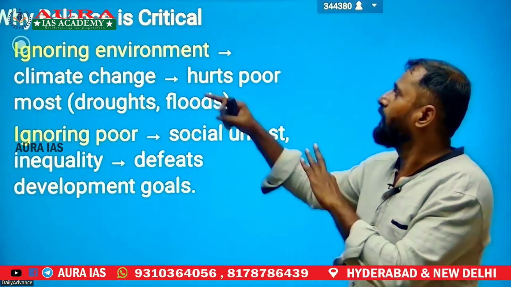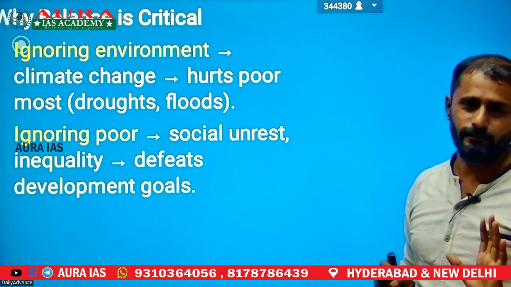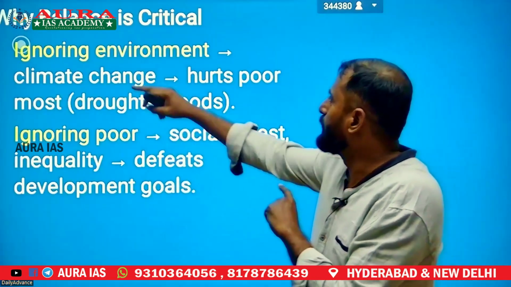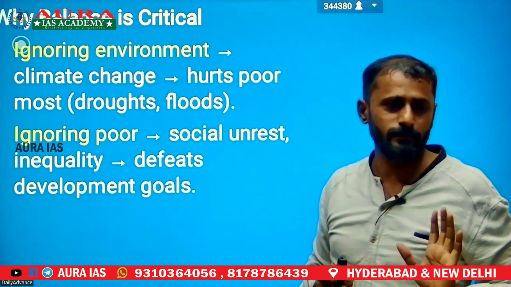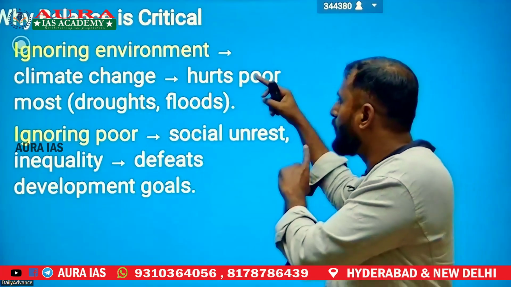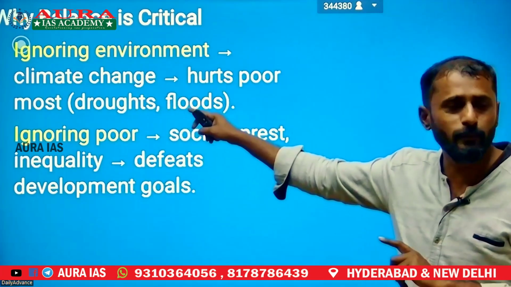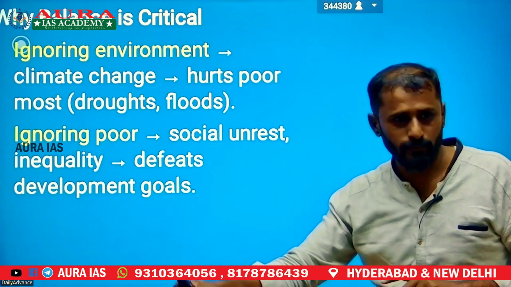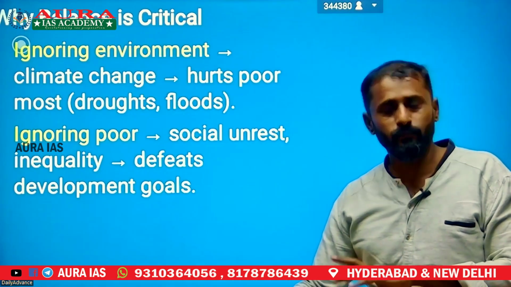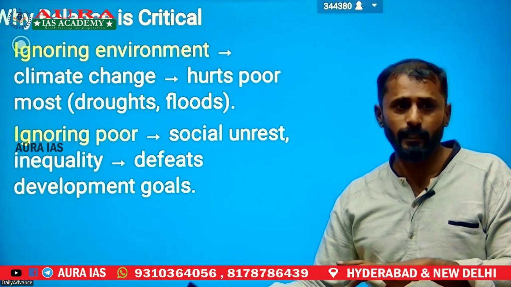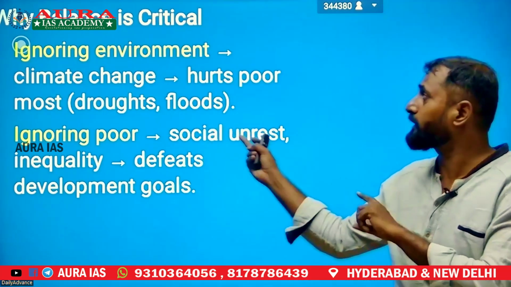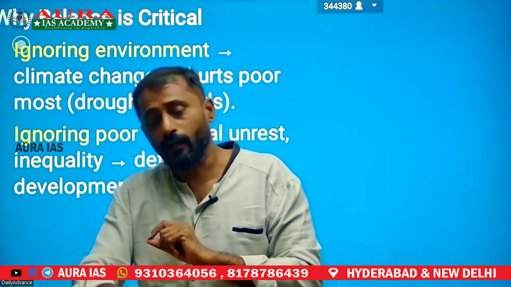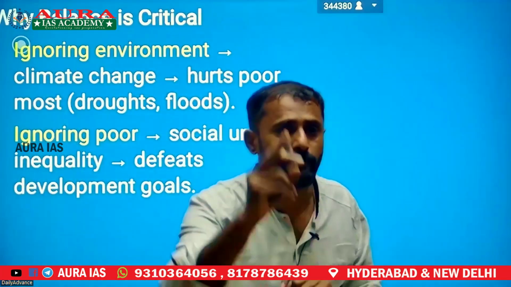Okay. Then why is balance critical? You shouldn't say that, yes, you are correct. You should be balancing the things. See, ignoring the environment leads to climate change. Climate change also hurts the poor. There will be drought. There will be flood. Who will be affected more by drought and floods? Poor, downtrodden, generally. So here we are saying that environmental protection is required, not for the poor alone, but for all, including the poor.